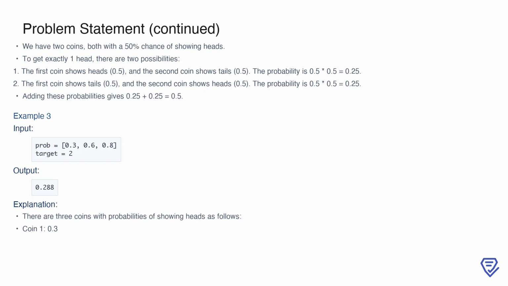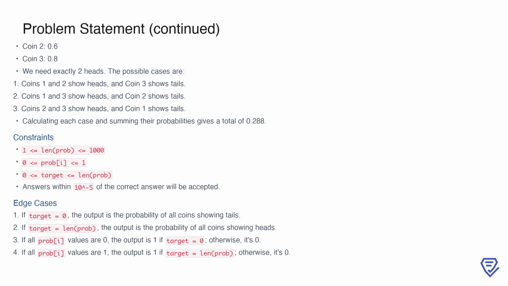Now, let's explore an example with three coins. In this example, we have three coins with probabilities of showing heads as 0.3, 0.6, and 0.8 respectively. The target is to get exactly two heads. There are three ways this can happen. First, coins 1 and 2 show heads while coin 3 shows tails. Second, coins 1 and 3 show heads while coin 2 shows tails. And third, coins 2 and 3 show heads while coin 1 shows tails. By calculating the probability of each of these scenarios and summing them up, we find the total probability to be 0.288.